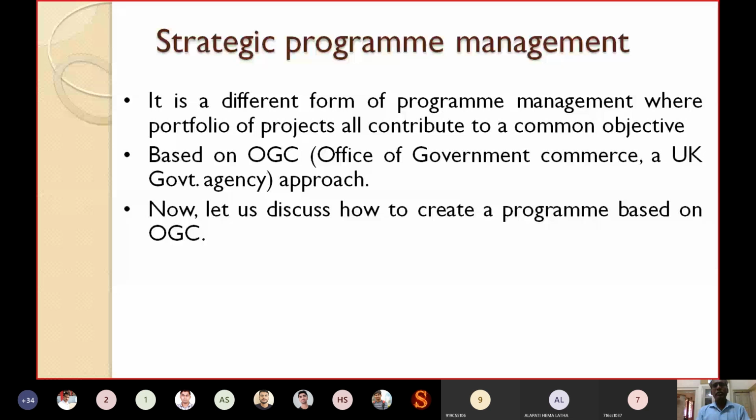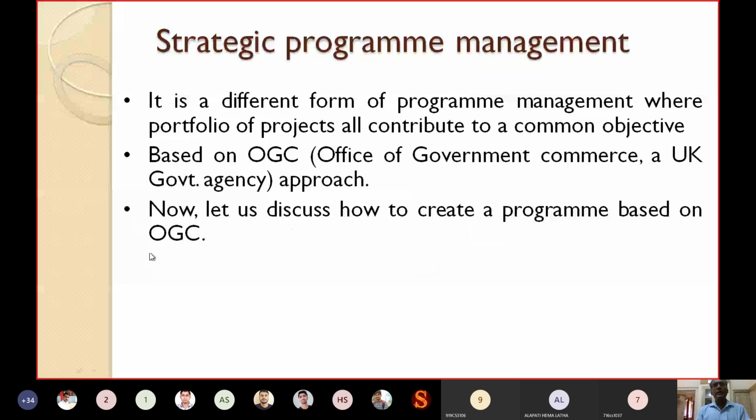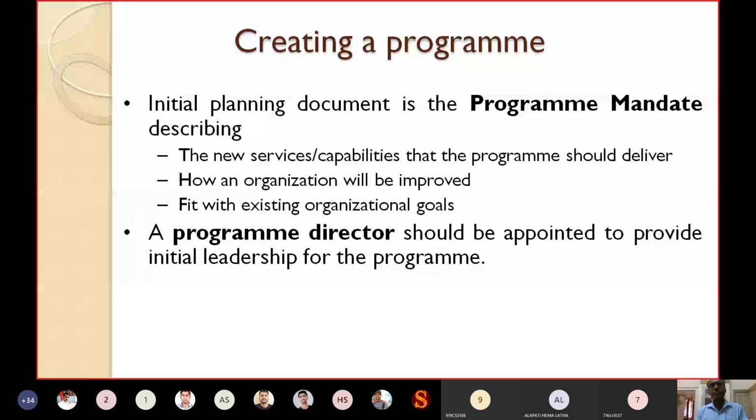Now let us quickly discuss how to create a program based on the OGC approach. Here the initial planning document is called the program mandate. While creating a program, we have to create the initial planning document, which is known as the program mandate. This program mandate describes the following things. It describes the new services or capabilities that the program should deliver.